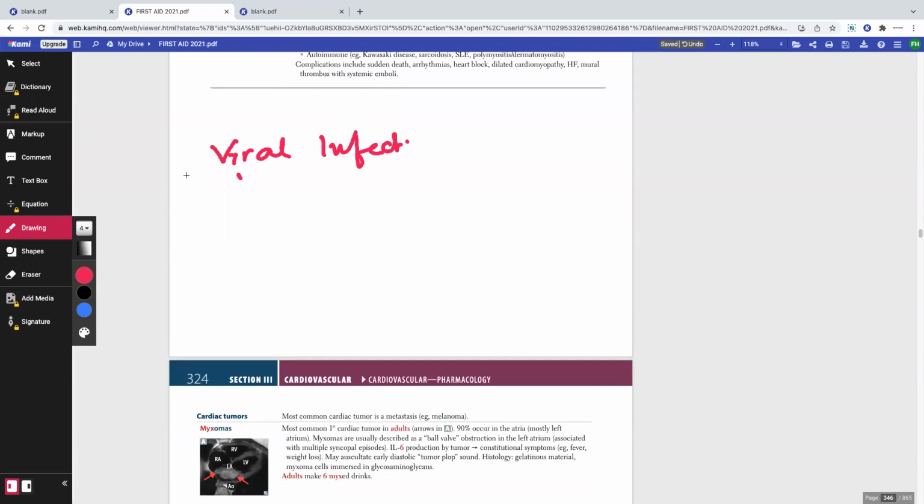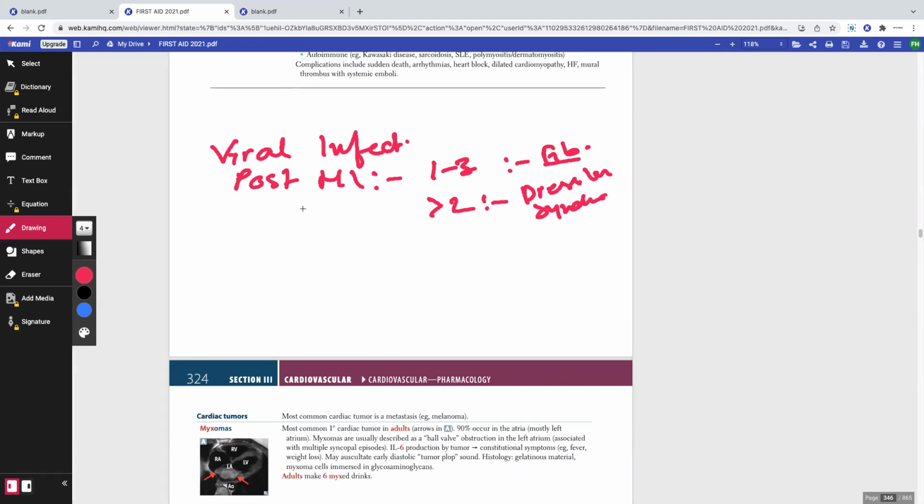So viral infection is very high yield, and it's one of the most important causes of pericarditis. Next one, if you have to talk about most common, then can we say post myocardial infarction? Yes or no? If it's 1 to 3 days, then fibrinous. If it's more than 2 weeks, we call this Dressler syndrome. One is due to neutrophils, another one is due to autoimmune activity. Okay, next one. If a patient has been radiated in the chest, is there a possibility they can have pericarditis? The answer is yes, right? So radiation. Then what else?